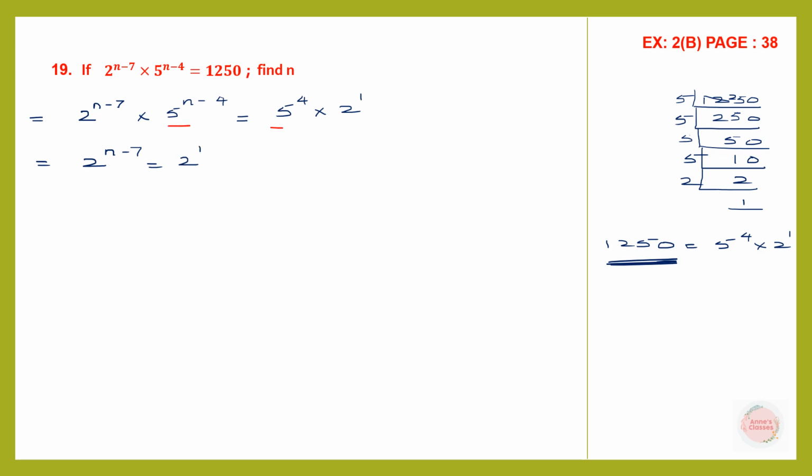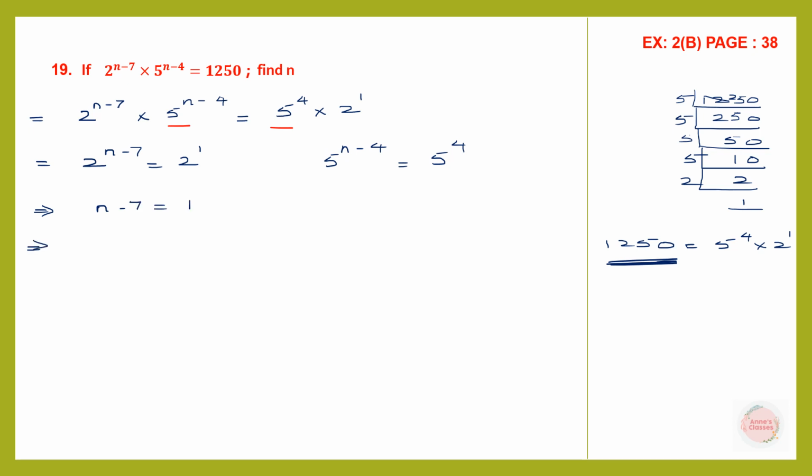Now let me take the 5's. So here let me write 5 separately. So 5 to the power of n minus 4 is equal to 5 to the power of 4. So first let's work out what we have with the base 2. So now we know that when the bases are equal, the powers are also equal. So n minus 7 is equal to 1.